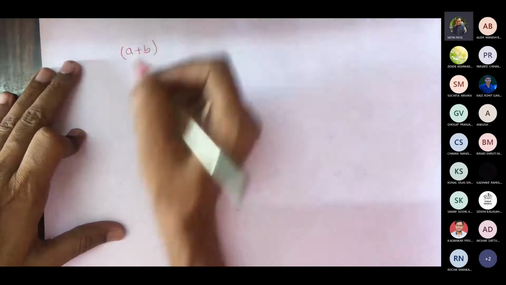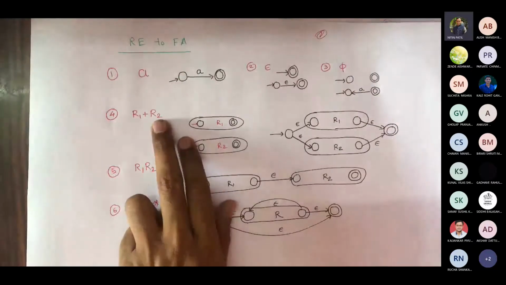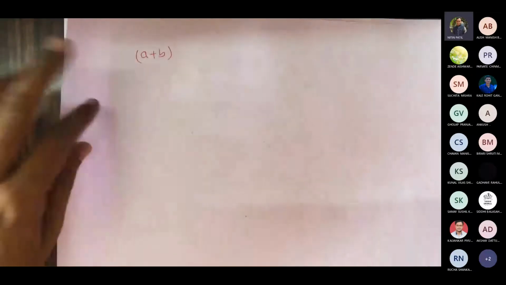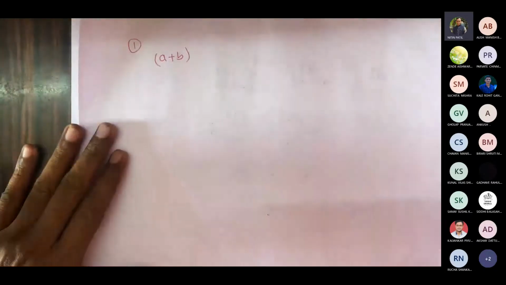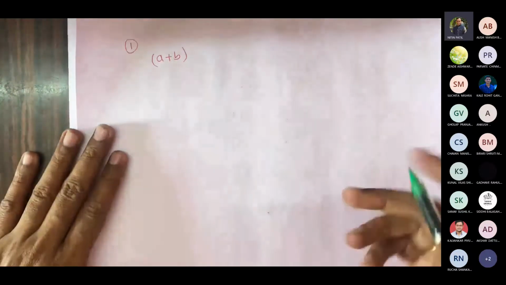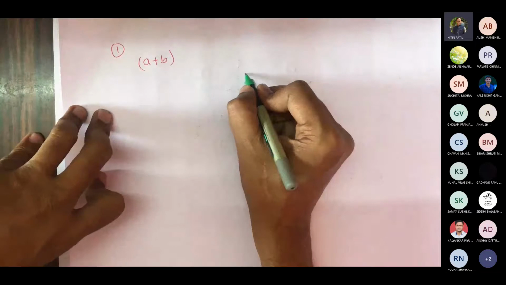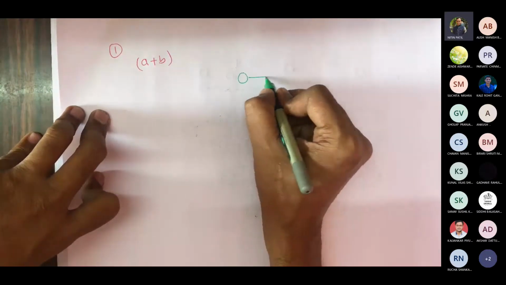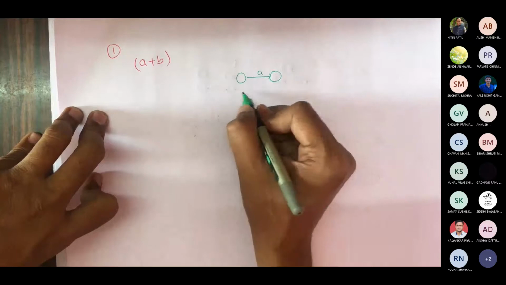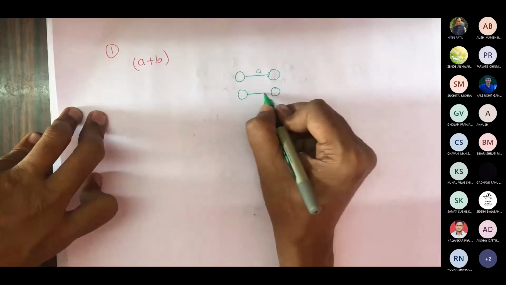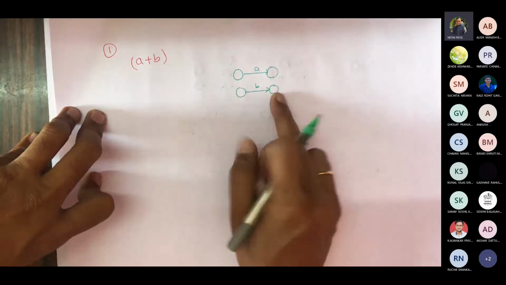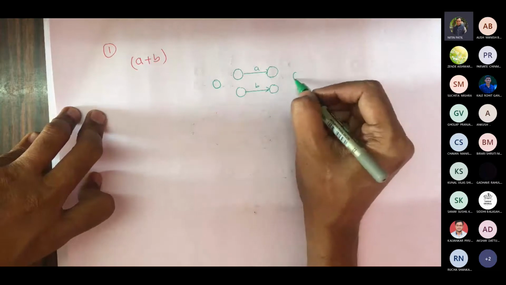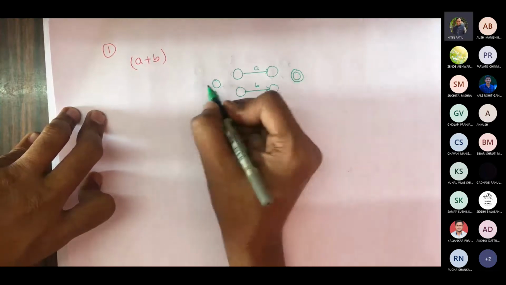Okay, let me start with A plus B. Now use this notation. How would it be? We are now drawing the construction of the FA for the given regular expression A plus B. How will you draw this? Let us take an example. This is A, this is B. Initial of A, final of A, initial of B, final of B. You introduce 2 states, one of them final, one of them initial.